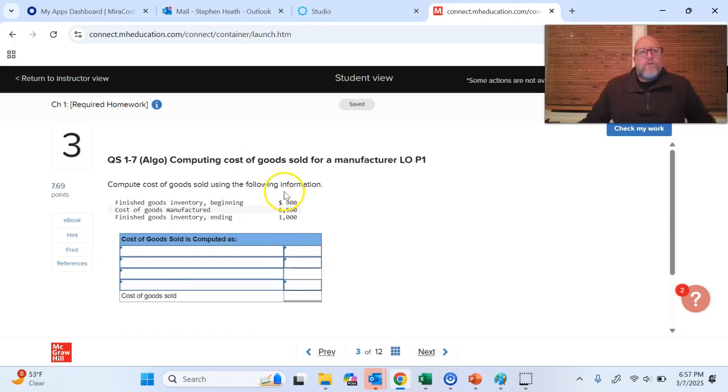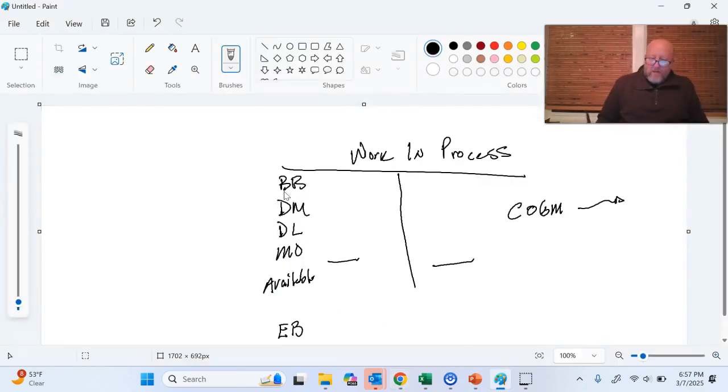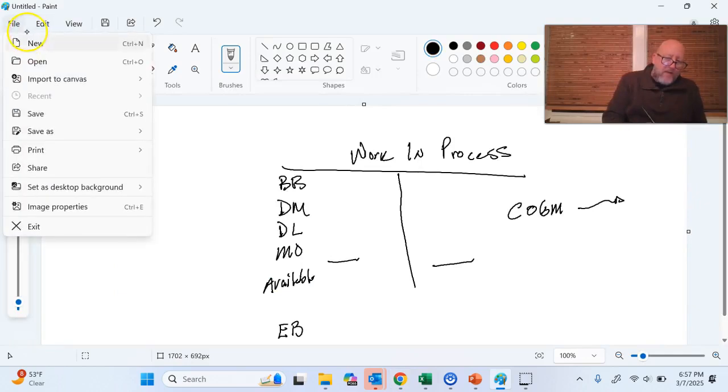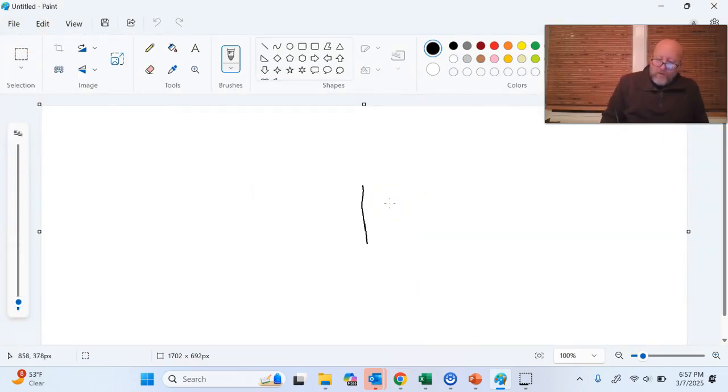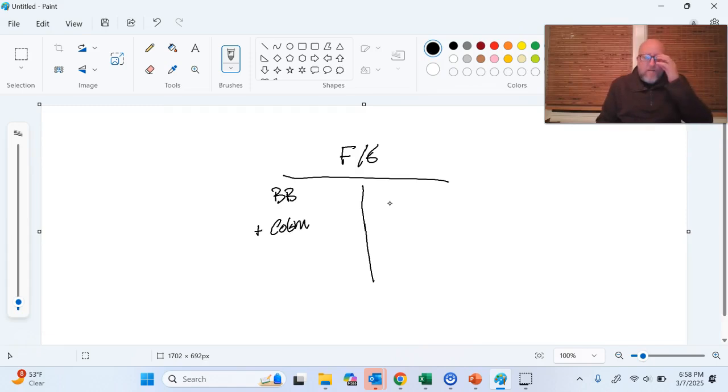Compute cost of goods sold using the following information. I'm not going to do this question for us, but again, we can approach these in two different ways. We can do the T account analysis, finished goods. I'm going to have beginning balance, and then I will add cost of goods manufactured that came in from work in process. This will be everything I have available to sell. And I still can't spell. Okay. Then I will have cost of goods sold. The difference between cost of goods sold and everything I have available to sell is ending balance.